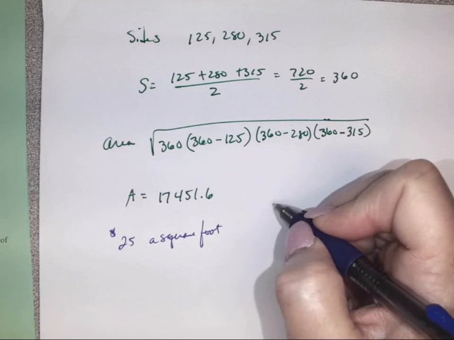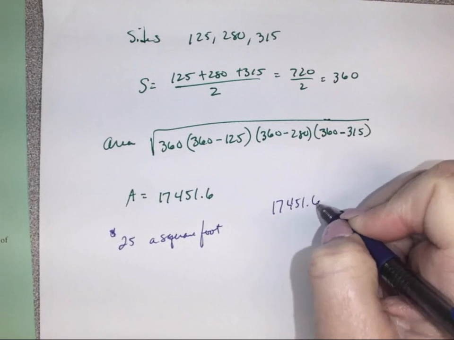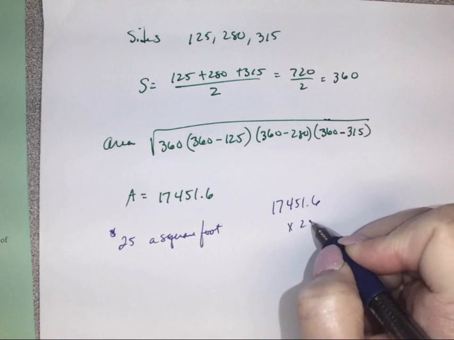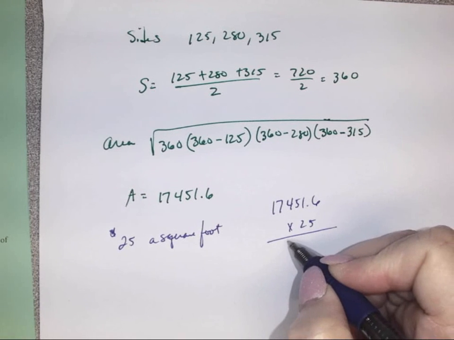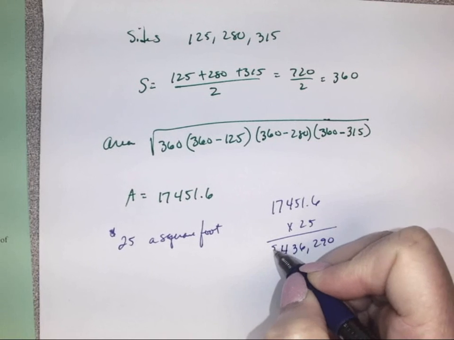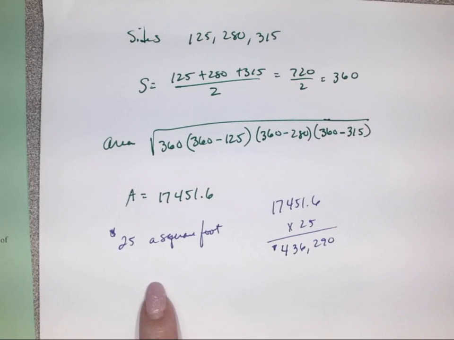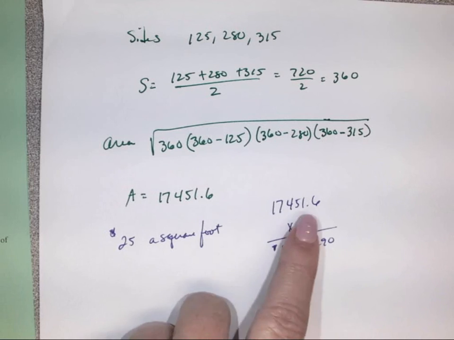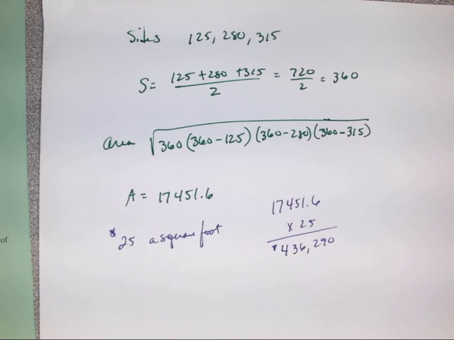Let's find the value. So 17,451.6, and we would multiply by 25, and we'll get 436,290. So we could find the value, which you might see in your homework. Once you find that area, now you can multiply it by the cost and find out how much it would be worth, because they said he wants to buy it. If it's that, he could figure out what its value is if the current market is at $25 a square foot.